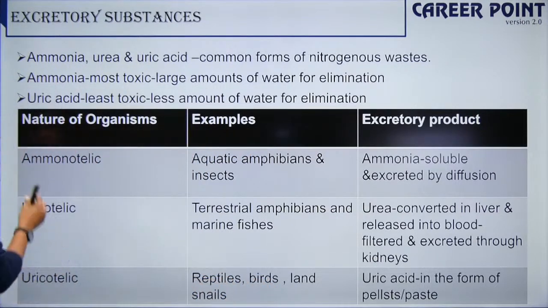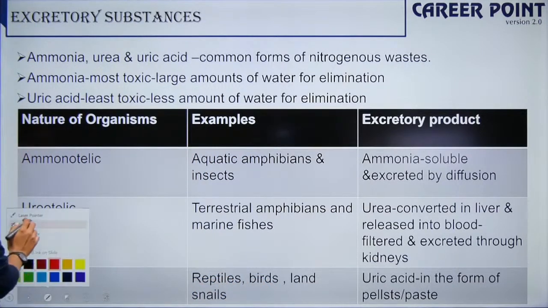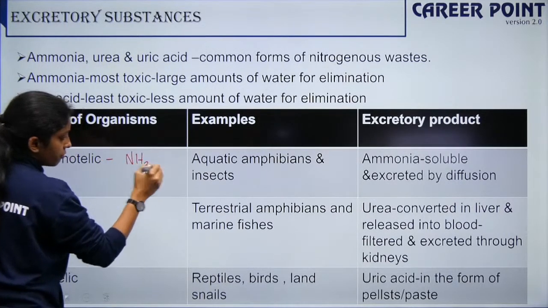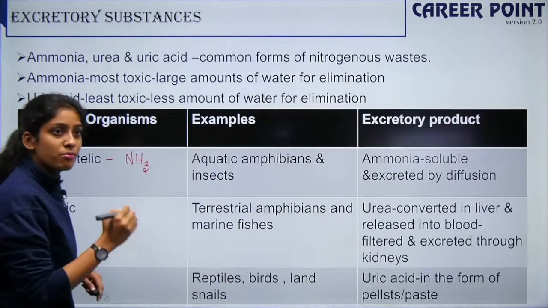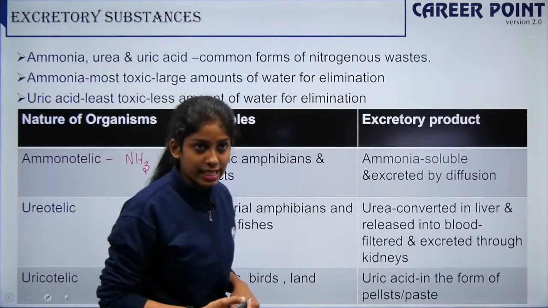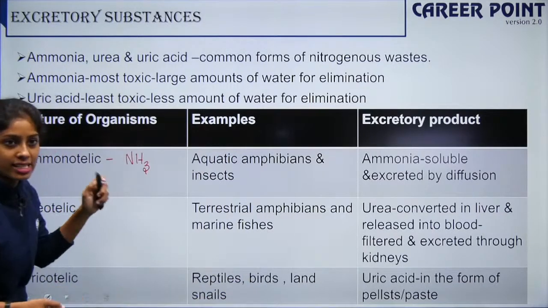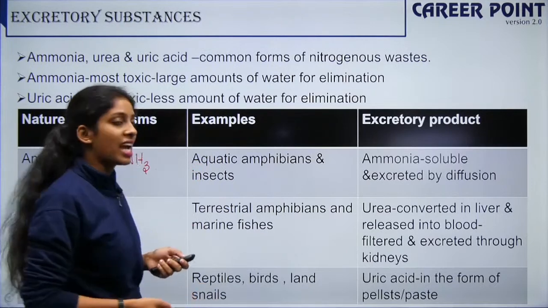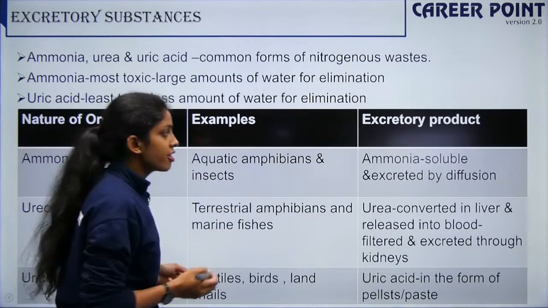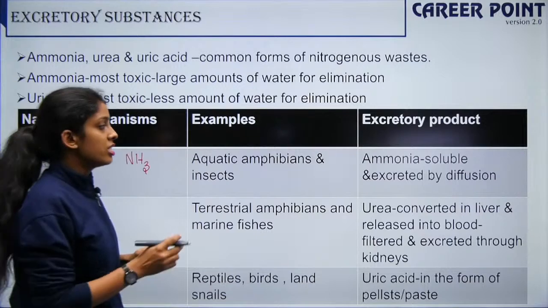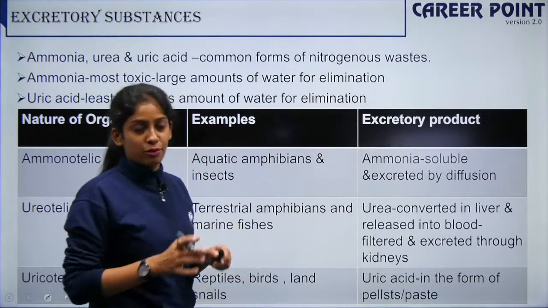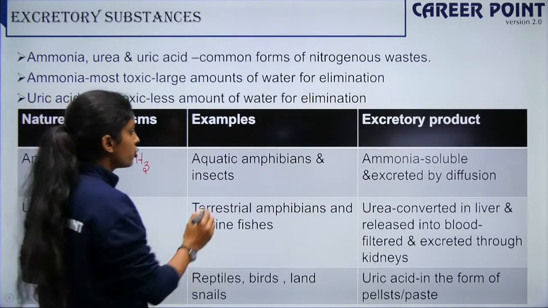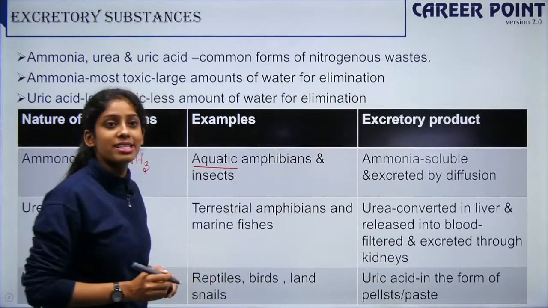For example, ammonotelic. In the case of ammonotelic, the excretory waste is ammonia. So I classify organisms based on the waste material that they excrete. One is ammonotelic, that is ammonia. Examples of ammonotelic include aquatic amphibians and insects, and the excretory product is ammonia. This is soluble and it is excreted by diffusion. Remember, ammonia needs a lot of water for elimination. So mostly it is in aquatic amphibians and insects.